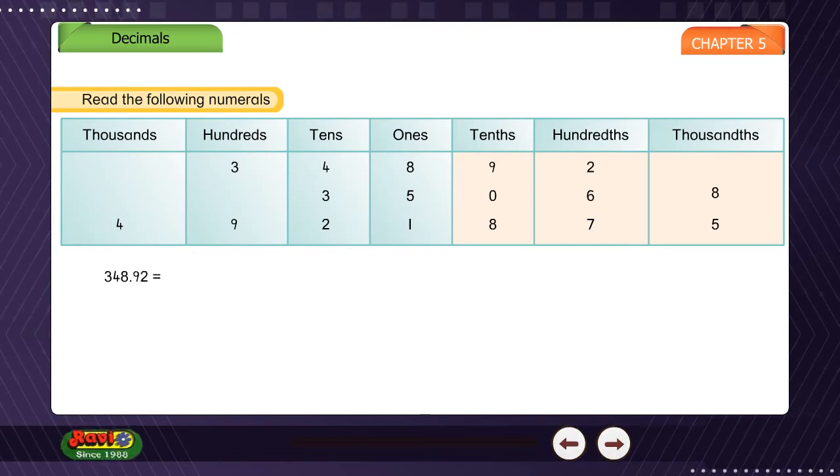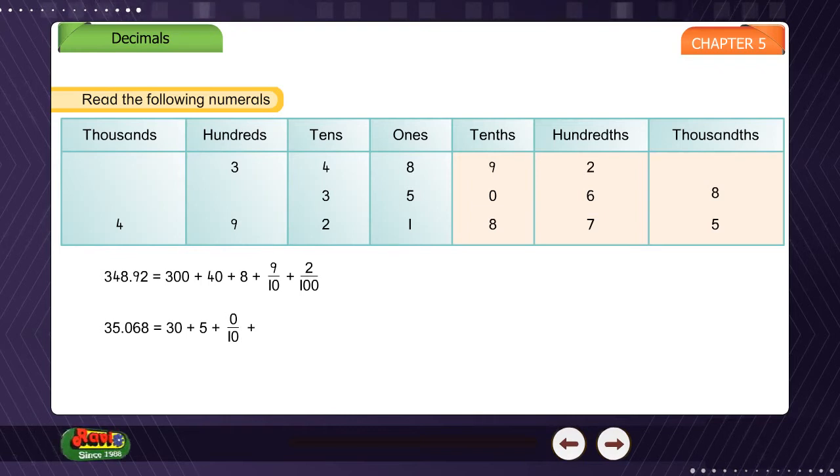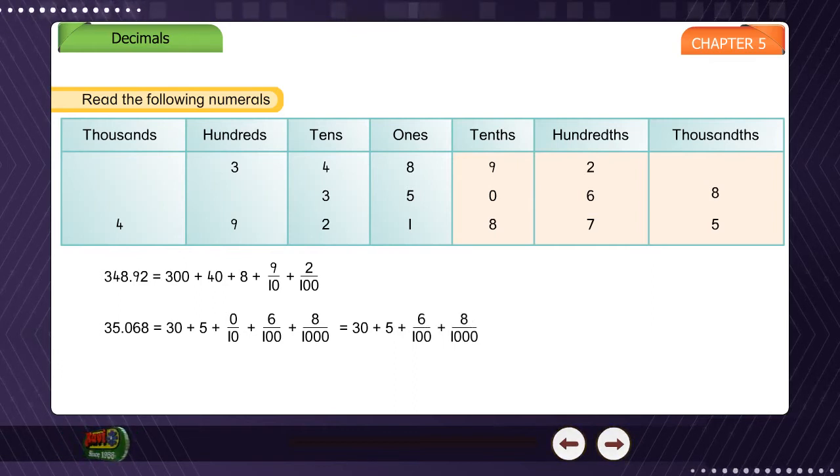In the expanded form, 348.92 is equal to 300 plus 40 plus 8 plus 9 by 10 plus 2 by 100. 35.068 is equal to 30 plus 5 plus 0 by 10 plus 6 by 100 plus 8 by 1000, which is equal to 30 plus 5 plus 6 by 100 plus 8 by 1000. 4921.875 is equal to 4000 plus 900 plus 20 plus 1 plus 8 by 10 plus 7 by 100 plus 5 by 1000.